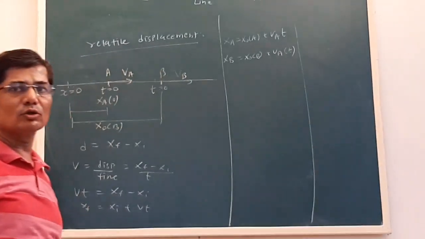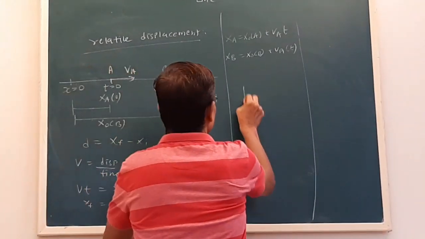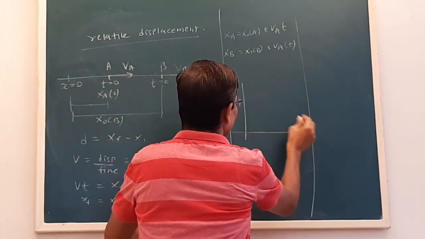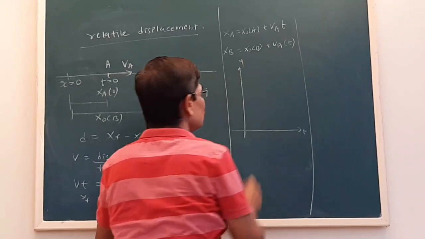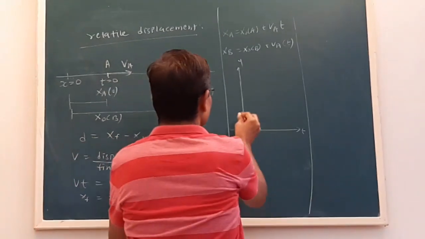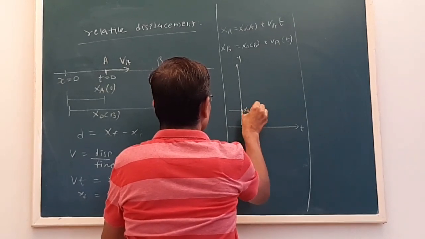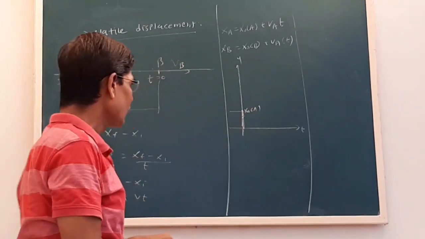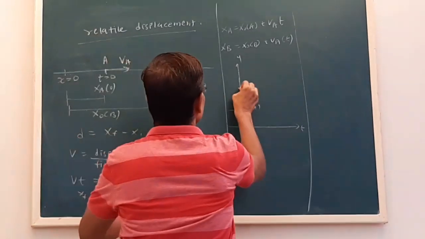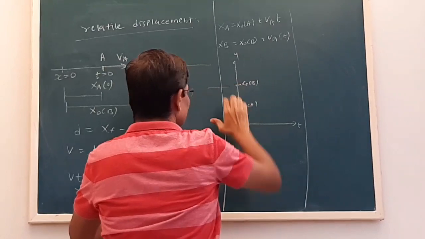Okay. Now suppose I have to show on the graph. On the x-axis we show the time and on the y-axis we show the position. This is x0A, that is the initial position. That is x0A. Now see the initial position of B, x0B. That is x0B, this is the distance.